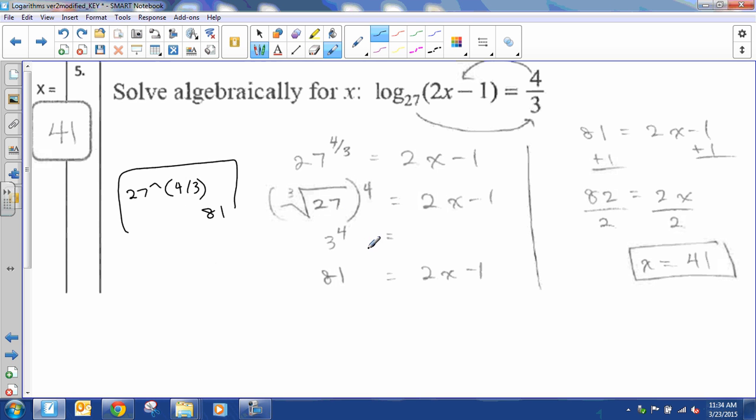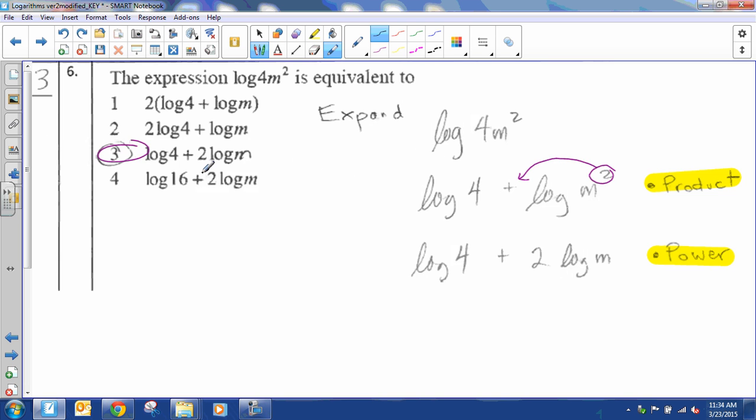And then we have 81 equals 2x minus 1, so we add 1 to both sides. We get 82 equals 2x, dividing by 2, and this is pretty straightforward, easy algebra. The answer is 41.